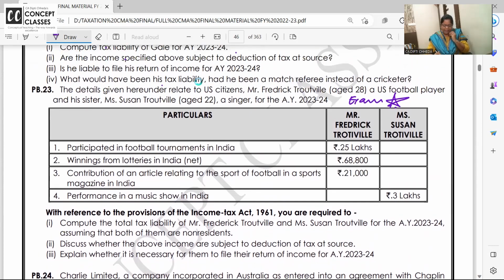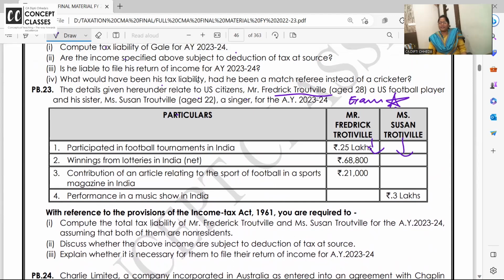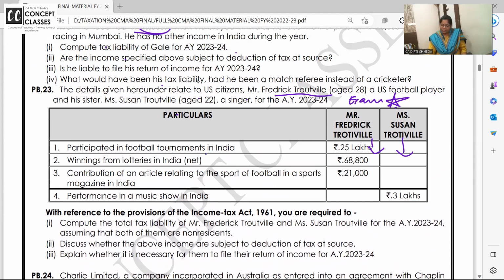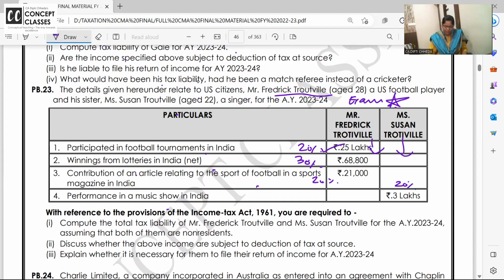Let us take again the same, like tournaments. The details given: a US citizen, US football player, Mr. Frederick, and Susan. She is a singer, entertainer. So for both, the same section is applicable, 115 BBA. Participation in the match, 25 lakhs, taxed at 20%. Winning from lotteries 30%, but this is net, so you have to gross it up. Yes, if TDS was deducted and then you received the money, you have to gross up. Contribution of articles 20%, performance of music shows 20%.